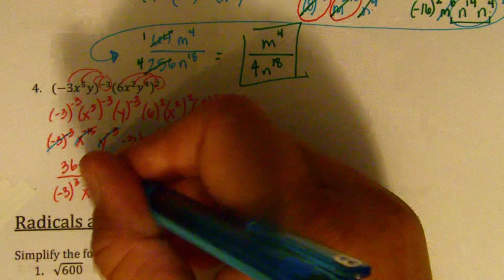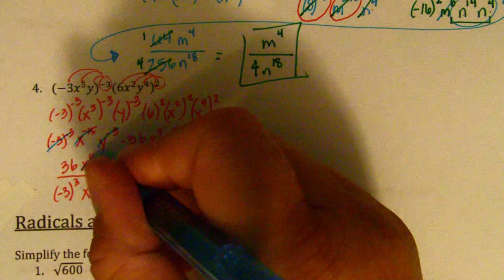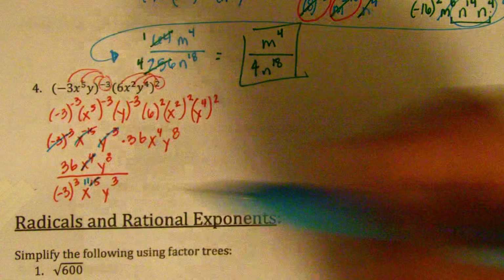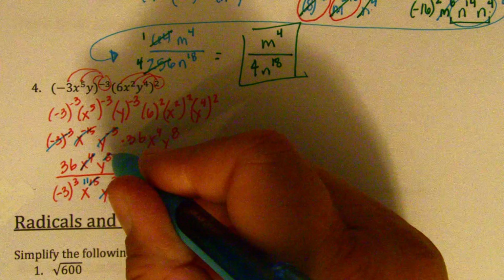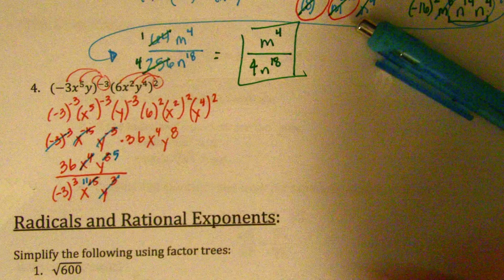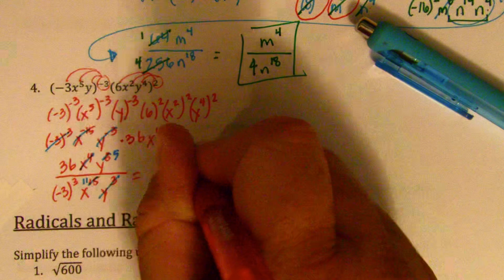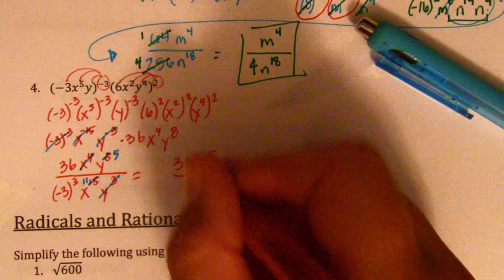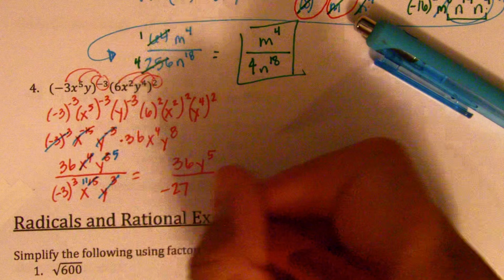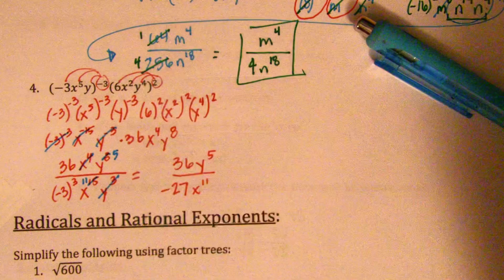From here, I just need to reduce. Well, 4 x's on top and 15 on bottom. 4 of those will cancel out, and I'll be left with 11 on bottom. 8 y's on top and 3 on bottom. 3 will cancel, I'll be left with 5 on top. So 36y to the 5th. Negative 3 to the 3rd power is negative 27, and x to the 11th.